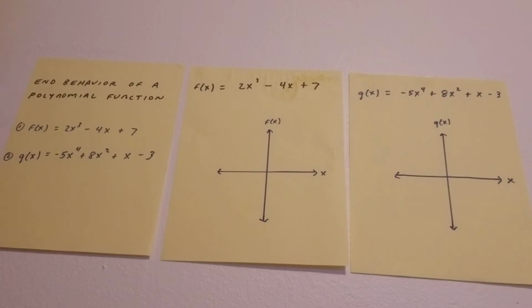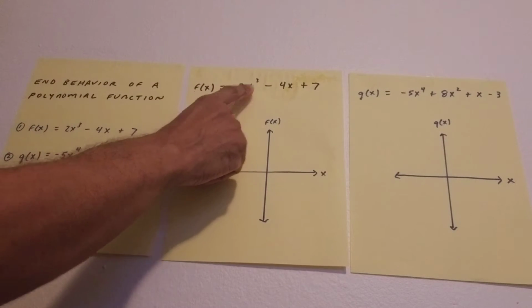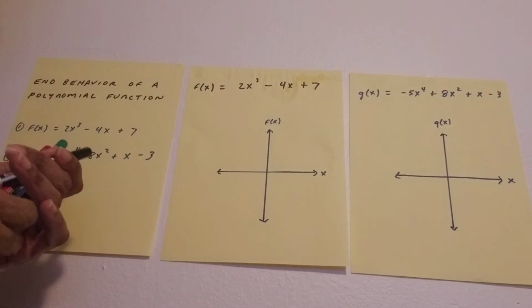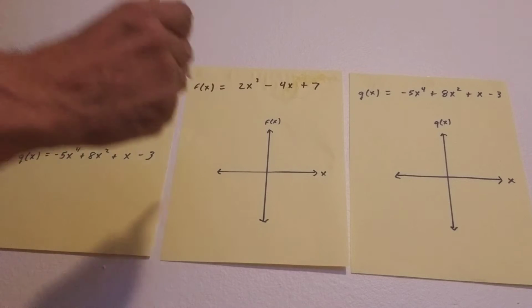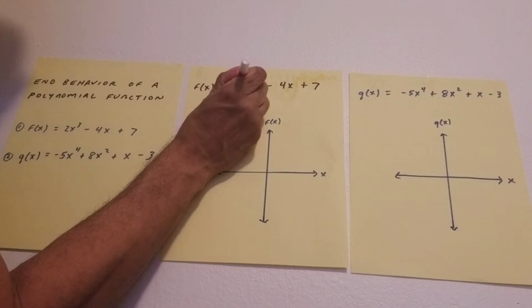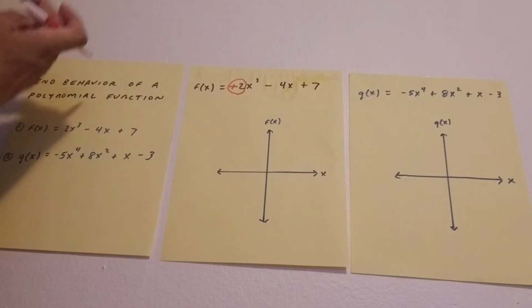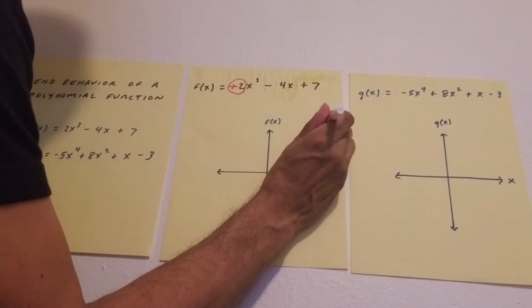All right, we have two examples. First example, f of x equals 2x to the third minus 4x plus 7. To determine the end behavior, I advise you to first look at the leading coefficient. It is positive 2. When the leading coefficient is positive, the right end of the function goes up.